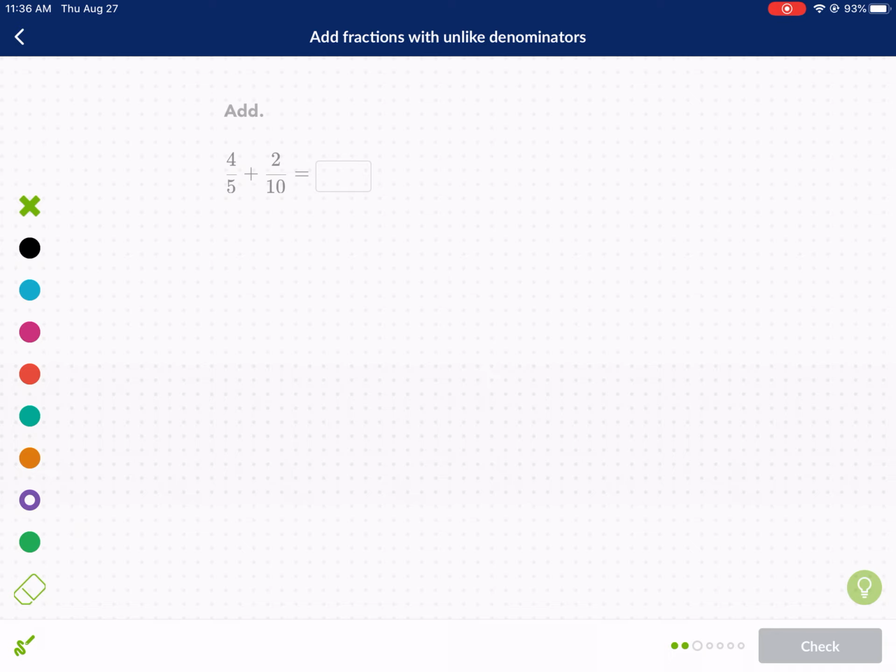Okay, so as you do this, you can get faster and faster. So if I were to do this myself, I would recognize that we have 4 over 5, 2 over 10. I recognize that the 5 goes into the 10. I don't need to change the 10 because the 5 is already a factor of 10. So the least common denominator is going to be 10.